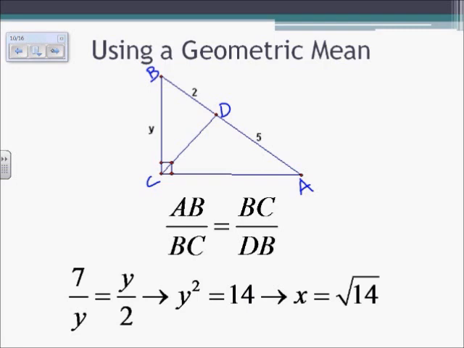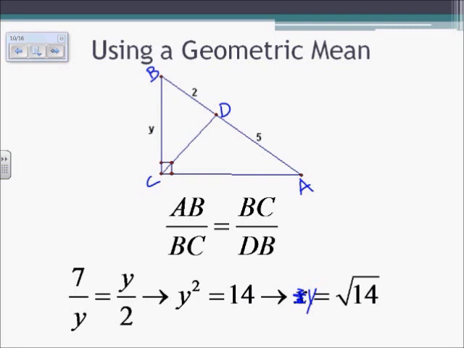We have Y squared is equal to 14, and this shouldn't be an X, should be a Y. Y is equal to the square root of 14. So again, we focused in on the proportion that used BC because BC was the side we're trying to solve for. We'd also use the BC formula if it was the side that was given to us as well.